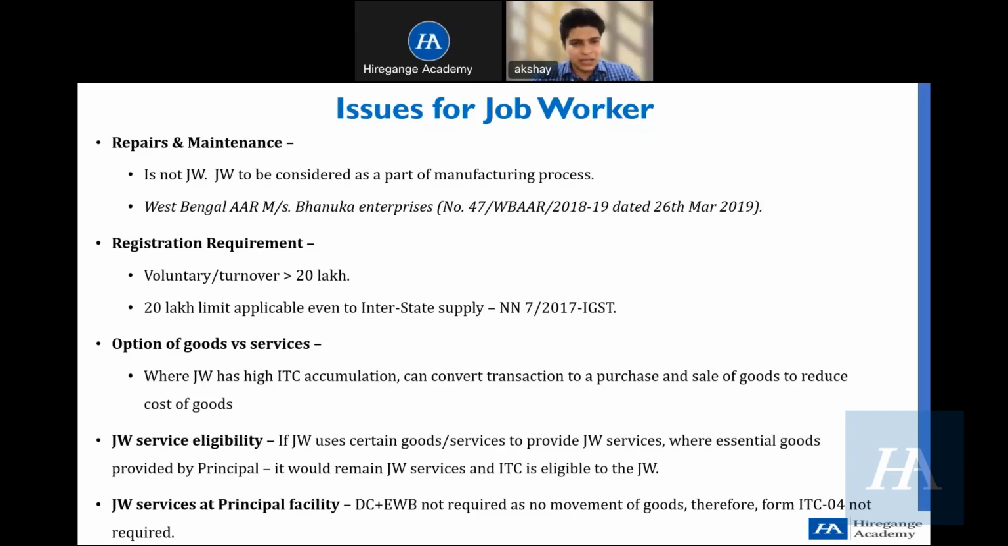Wherever there could be some IP linked goods, then maybe this transaction may not be advisable. But always, to understand the cost benefit analysis, it has to be verified with the job worker.